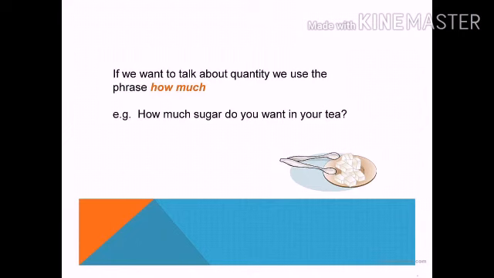Now, if you want to talk about the quantity of uncountable nouns, we use the phrase how much. In the case of countable nouns, we use the phrase how many, and we get the answer in a number form, isn't it? Why? Because you are able to count those nouns. But in the case of uncountable nouns, since we are not able to count, we ask the question as how much. Example, how much sugar do you want in your tea?